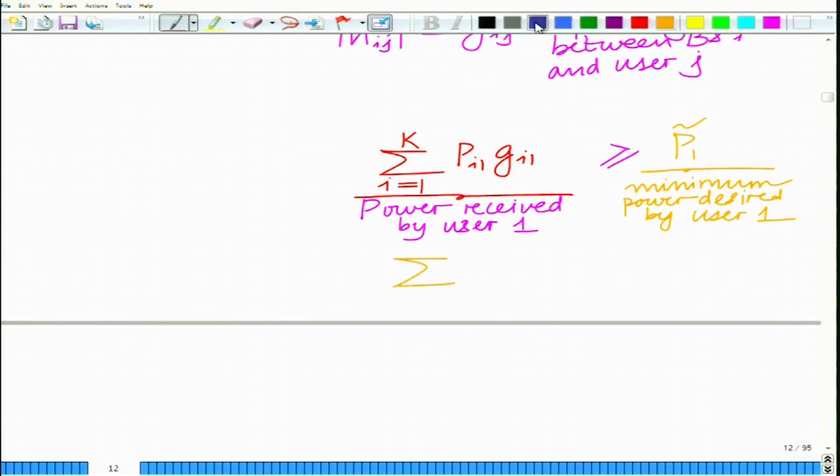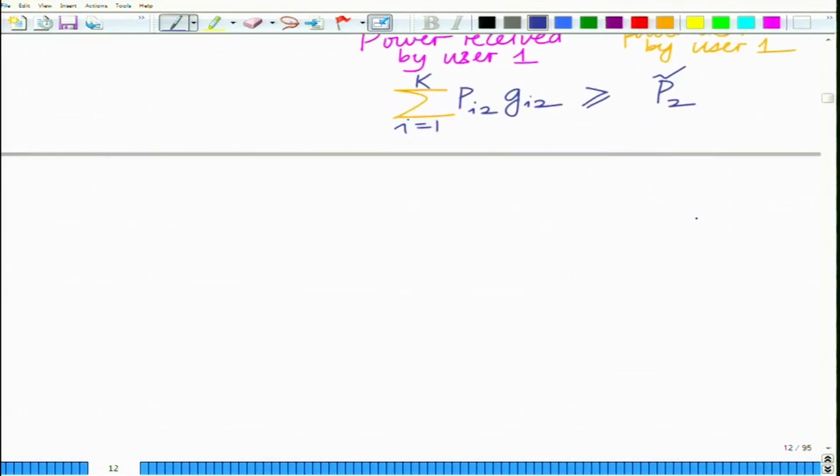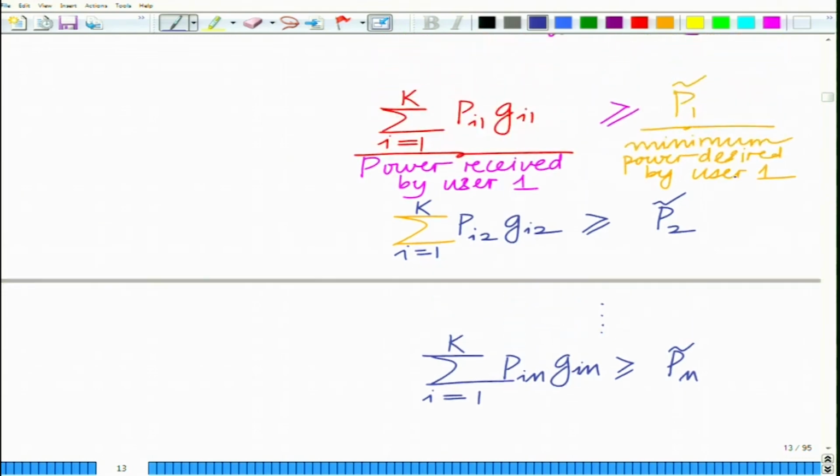So, at user 2 we must have the sum of the powers received from all base stations, that is summation over i equals 1 to k of Pi2 Gi2, has to be greater than or equal to P2 tilde, and so on and so forth, that is at user m, summation i equal to 1 to k Pim Gim greater than or equal to Pm tilde. Okay, so these are your constraints, and you can see these are basically affine constraints.